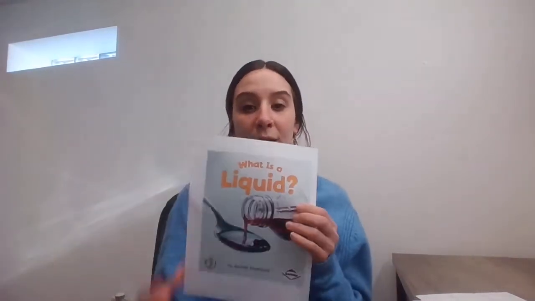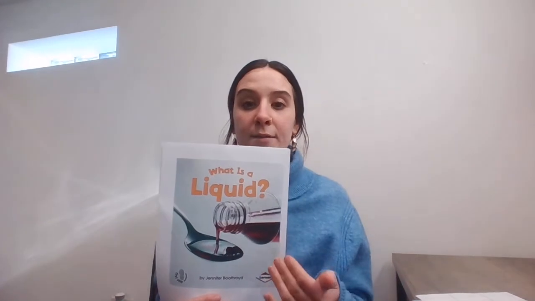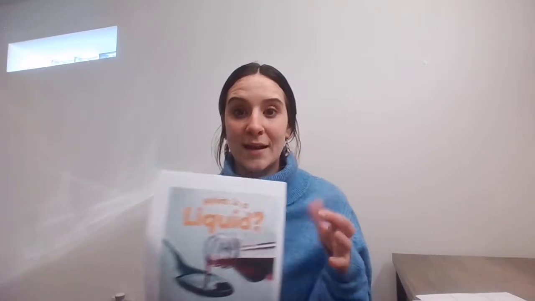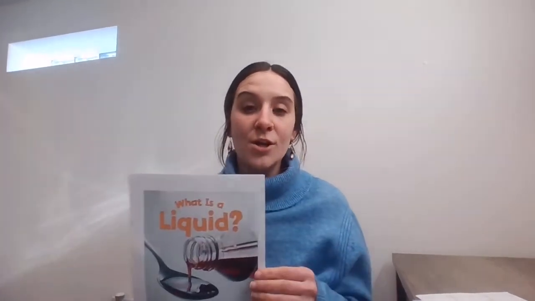Then I would reintroduce our book. What is a liquid? And we're going to read through it, and I would explain to them that we could either jot down our ideas during our reading. They can draw small pictures or write. But afterwards, we're going to come together and we're going to write down everything that we can think of that we learned during our reading. So that would be for the primary.